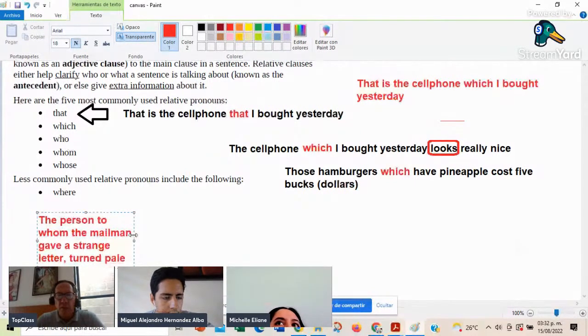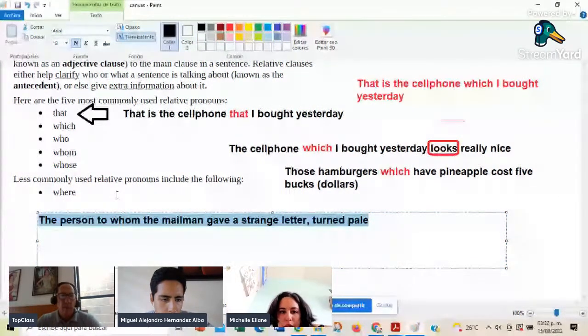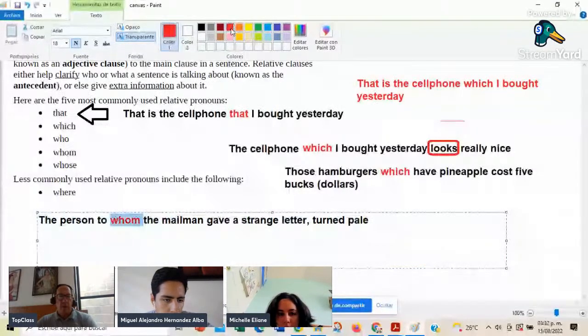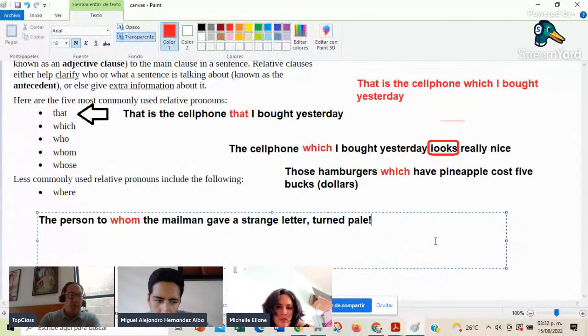Okay. So who can read this, please? La persona a la cual el cartero le dio una extraña carta se puso pálido. So can you read in English, Mitch, please? The person to whom the mailman gave a strange letter turned pale.